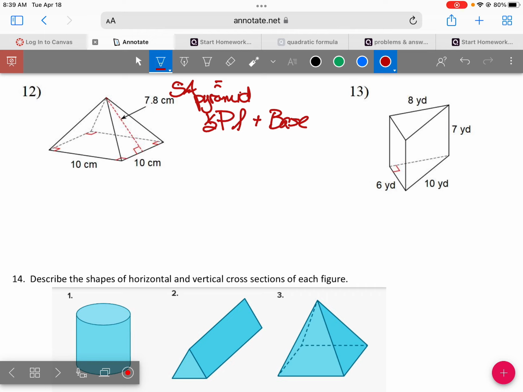Now, if I asked for lateral area, what's the difference between surface area and lateral area? Do you remember? Lateral area is just the area of the sides. So this would be lateral area. But if we want surface area, we want the lateral area plus the base on the bottom. All right, so 1/2 times perimeter. Remember, this is the perimeter around your base.